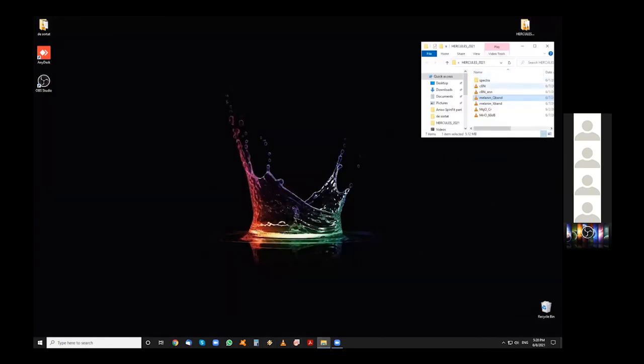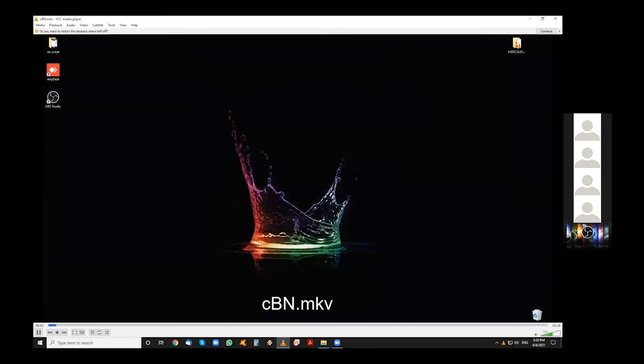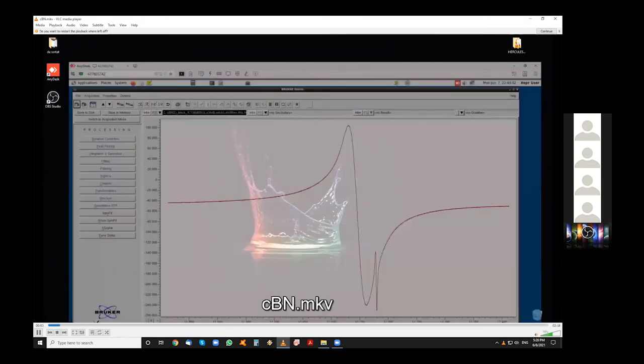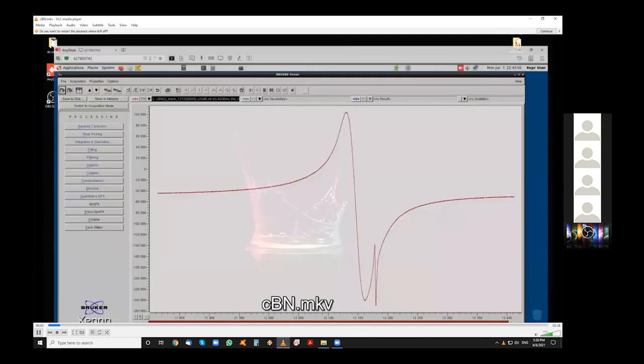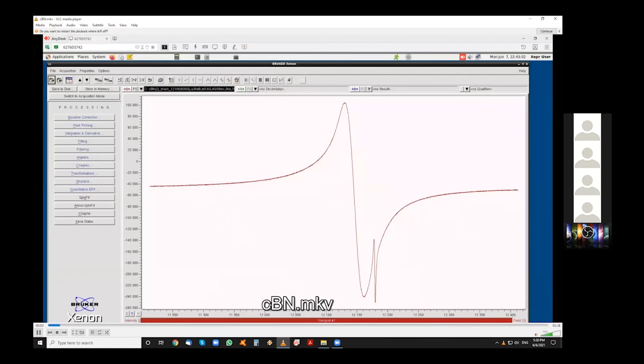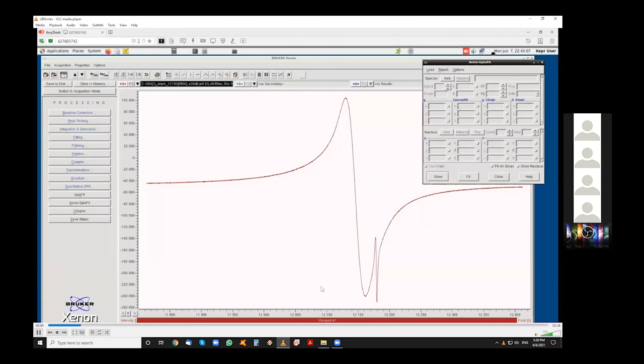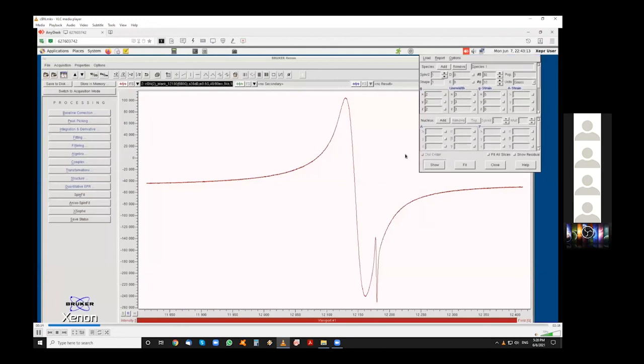I will continue with another example. This is an EPR spectrum of a cubic boron nitride, a crystalline superabrasive powder. You already saw it in Dana's presentation earlier today. You've seen also pictures with it. So you observe here that we have two different lines. So we start our simulation already using 2 centers.